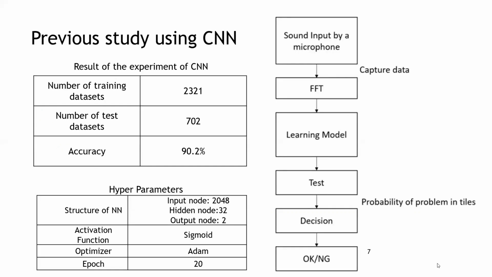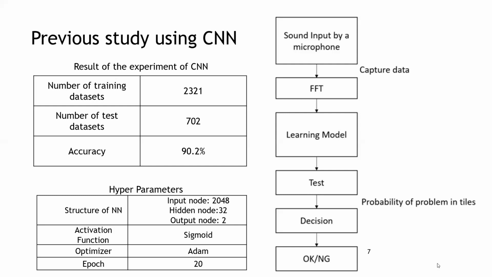As mentioned before, we try to introduce AI. We tried to use a convolutional neural network instead of the Kami algorithm 3 years ago. We collected 2,321 training data and 702 test data. We normalize the sound data and use a fast Fourier transform. A learning model was created from the training data. After that, we tested the model with the test data.